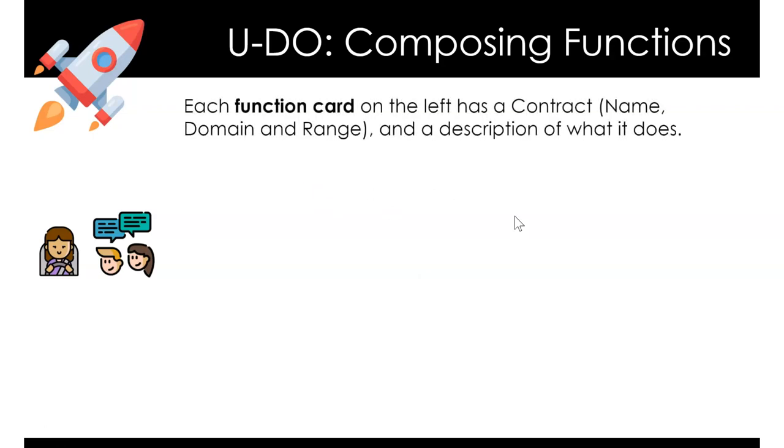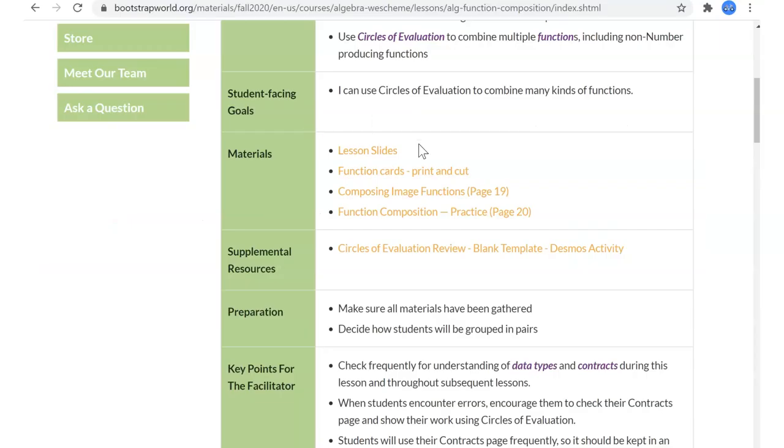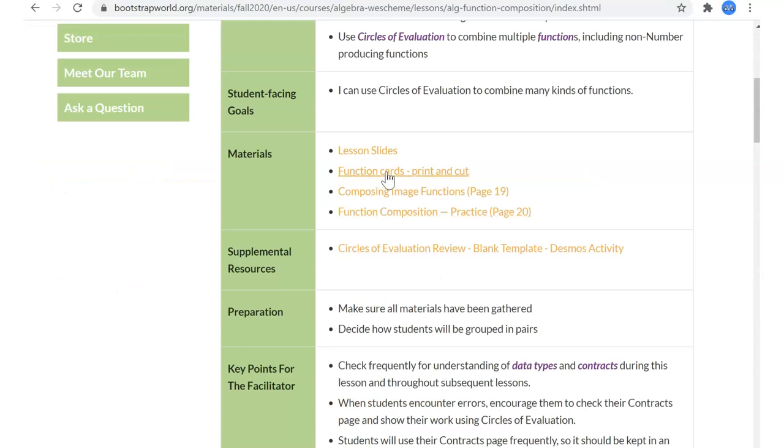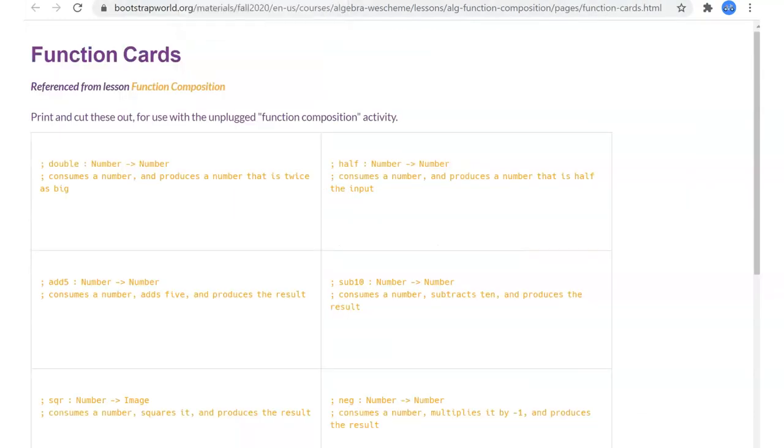So let's open the function cards. In your PDF, or if you click on the function cards link here in the materials section, you have these cards. So go ahead and cut those out, and we're going to use them. Notice that you have contracts on these. Like double, it takes a number, produces a number that is twice as big.